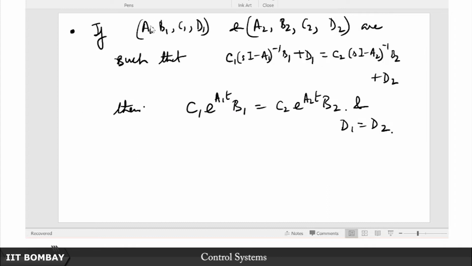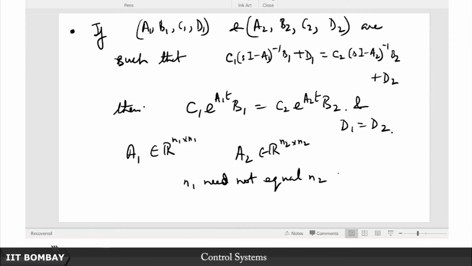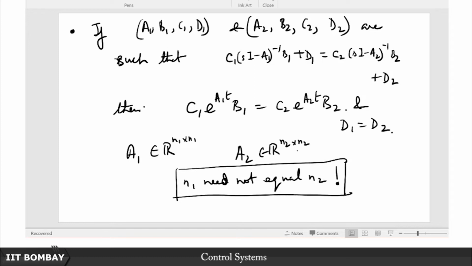Unlike that, here it turns out that A1 could be of the size N1 cross N1 and A2 could be of the size N2 cross N2, where N1 need not equal N2. So while I am proving this result, it is not at all important that N1 and N2 have to be exactly the same.